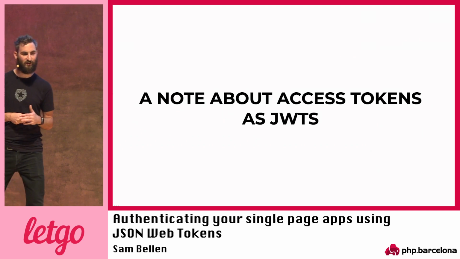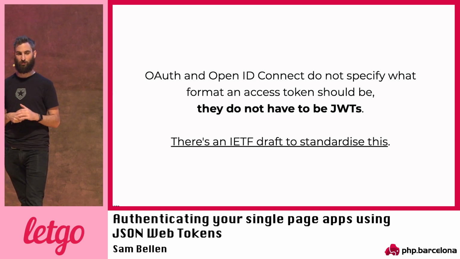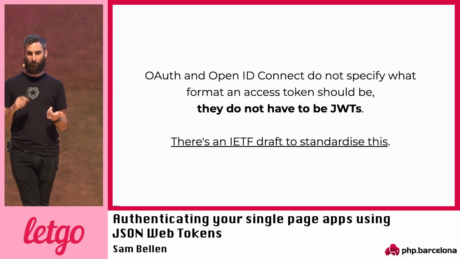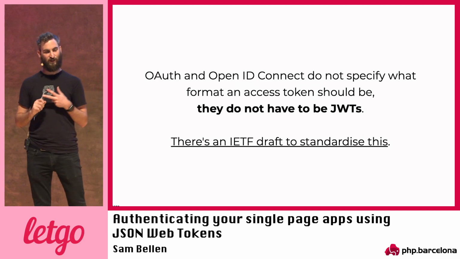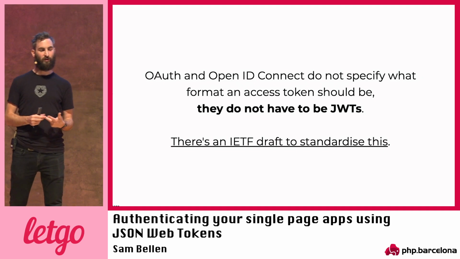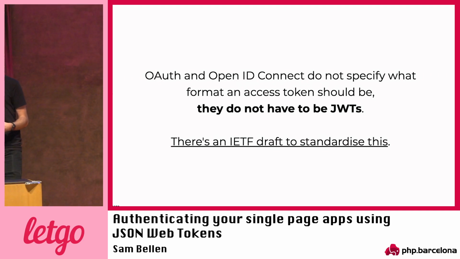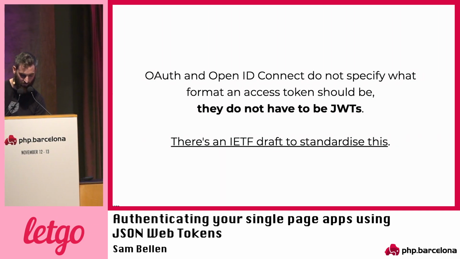So a note about access tokens as JSON Web Tokens. OAuth and OpenID Connect do not specify what format an access token needs to be. So if you want to use a UUID, that's perfectly fine. If you want to use a JSON Web Token, that's perfectly fine. If you want to go exotic and do something else, that's perfectly fine as long as you know how to handle those tokens. But there is, however, an IETF draft to standardize at least how to use JSON Web Tokens in the form of an access token, or access tokens in the form of a JSON Web Token.